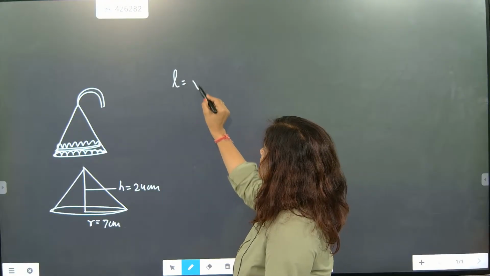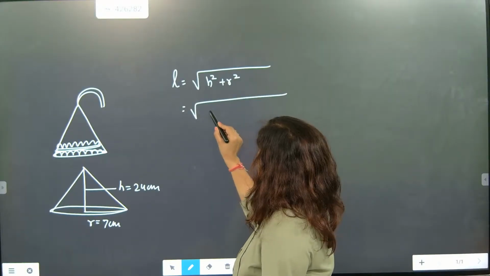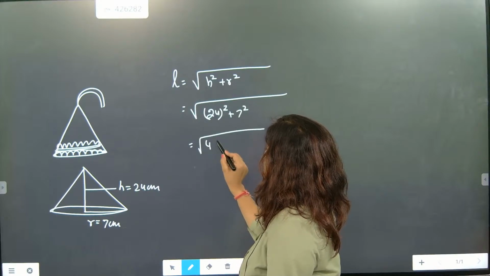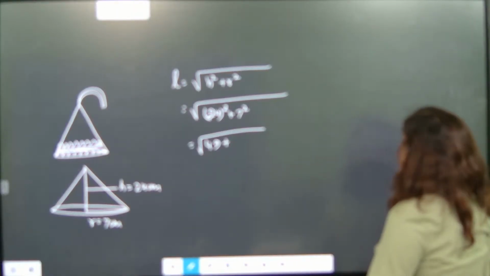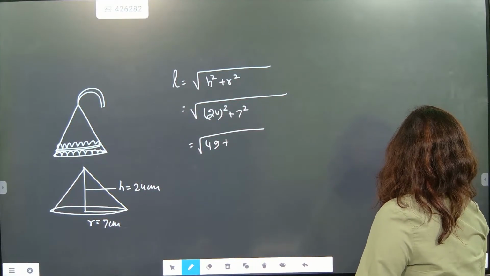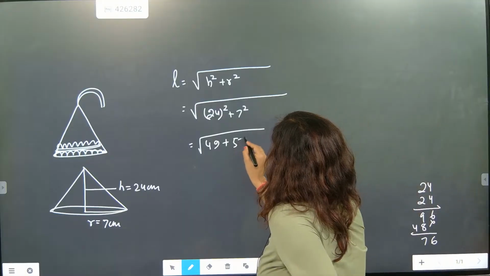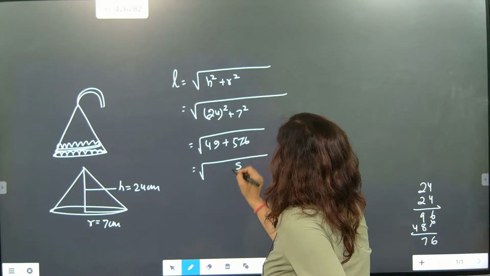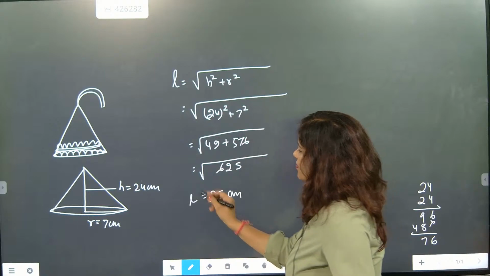The slant height formula is the square root of h square plus r square. It is 24 square plus 7 square. 7 square will come how much? 49, plus 24 square is 576. That comes to 625, so the square root is 25 centimeter. So the slant height is coming as 25 centimeter.